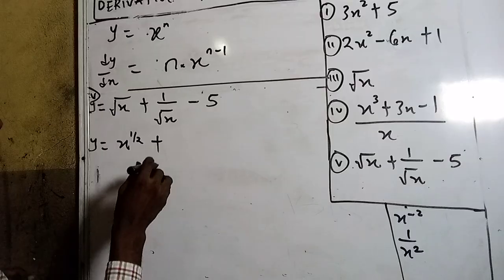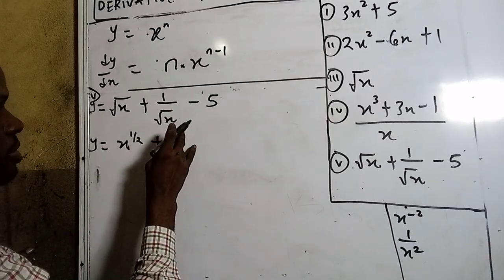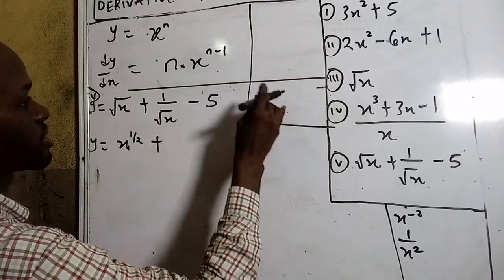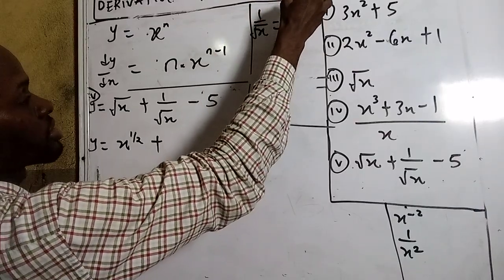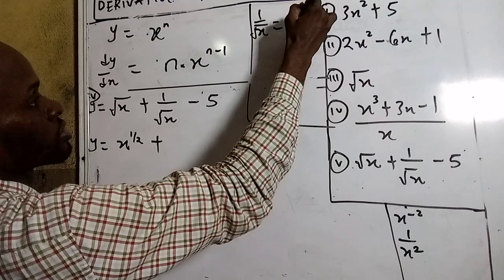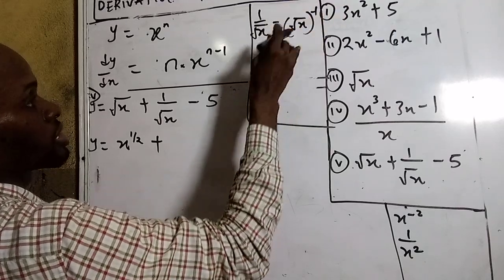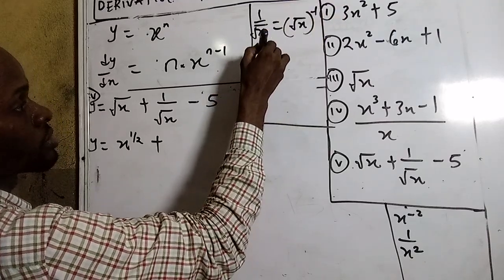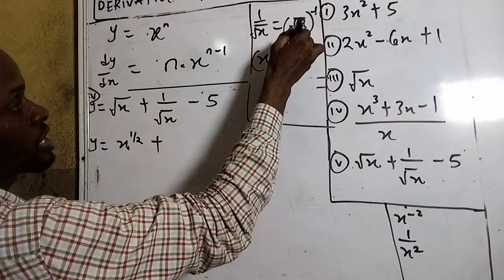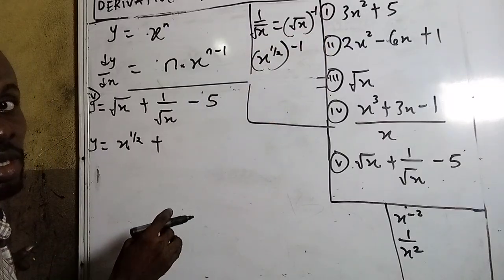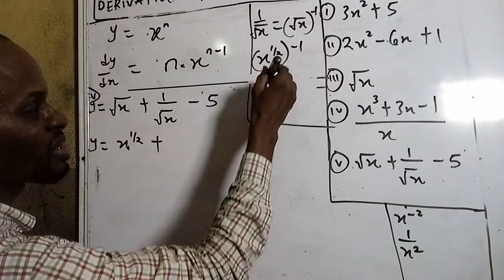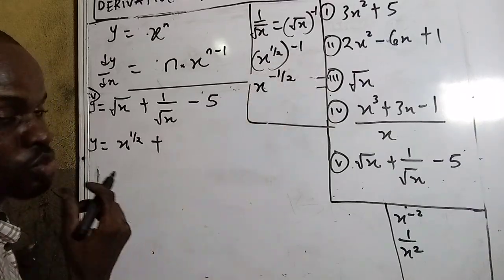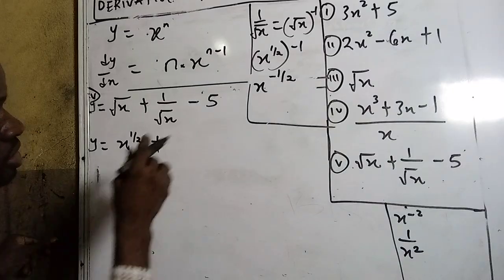If I have 1 over x, I can write it as x raised to the power minus 1, and this one is the same thing as x raised to the power 1 over 2. So times minus 1. And this one is times minus 1. I can write it as x raised to the power minus 1 over 2.